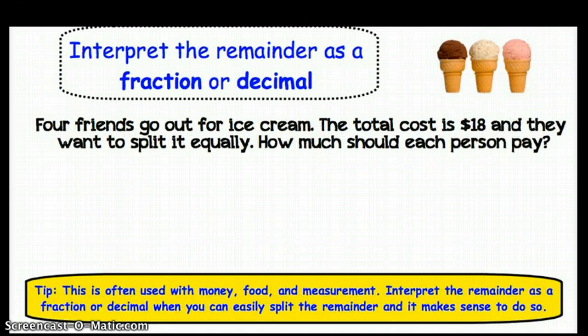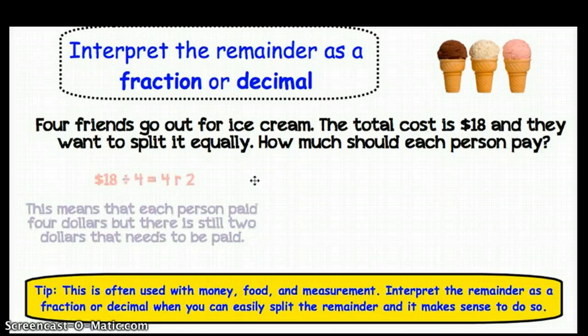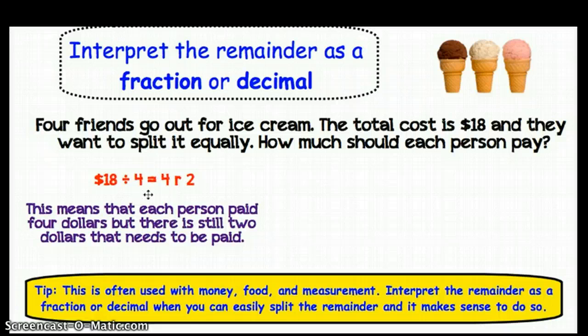The next choice is to interpret the remainder as a fraction or a decimal. Here is an example. Four friends go out for ice cream. The total cost is $18 and they want to split it equally. How much should each person pay? So first we would take that $18 and divide it by four people and we would get an answer of four remainder two. What does that two mean?